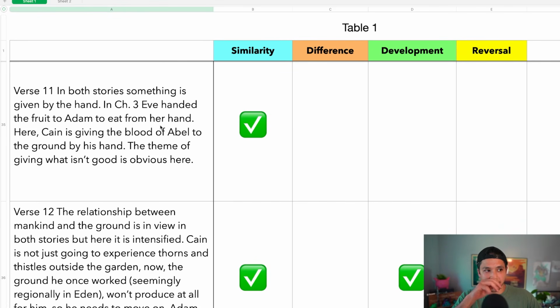In both stories, something is given by the hand. Again, here's the potential for the hand to do good or bad, but also to encourage other people to do good or bad. Eve gives the fruit to Adam with her hands. Cain takes the life of Abel with his. The hands have such potential to do evil and wickedness, but on the flip side, such potential to glorify God and do what is good.